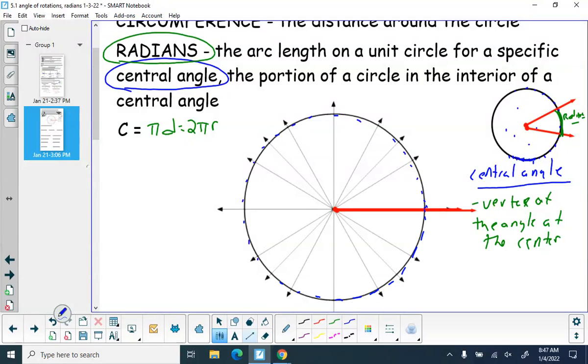this entire distance, because I'm dealing with the amount of rotation here. So what's in the interior of this angle is this distance right here, which is the circumference of the circle. So my arc length that I'm dealing with here, if I rotated 360 degrees, the amount of arc length that we have here is the entire circumference of the circle, which is 2 pi radians.